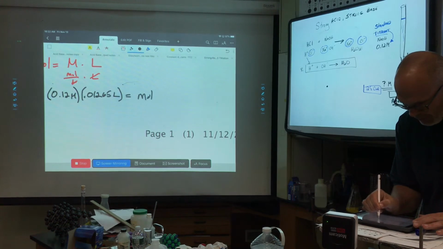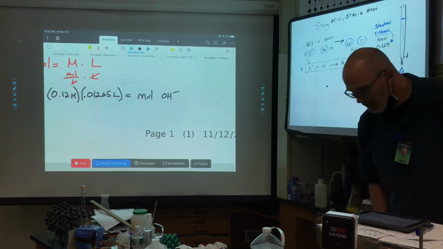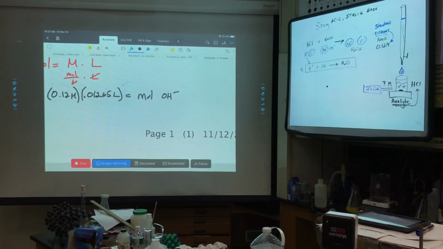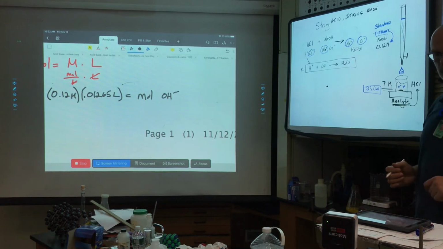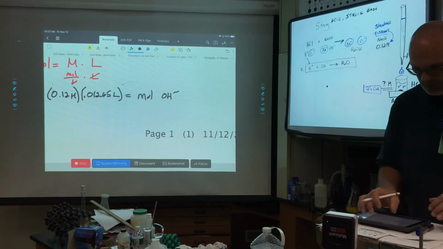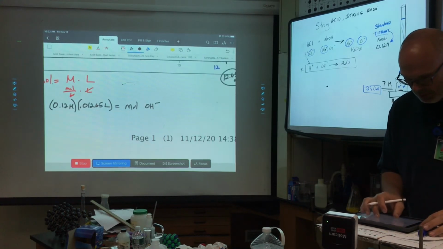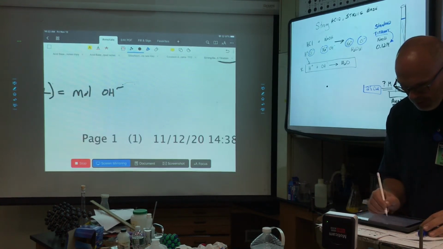So molarity times volume is going to give me moles of hydroxide. All right, so I need my calculator. Someone could just multiply that for me. I don't know where my calculator is right now. I think I left my calculator back there. 0.001518. Okay, my short-term memory is gone at this height, so 0.001518.